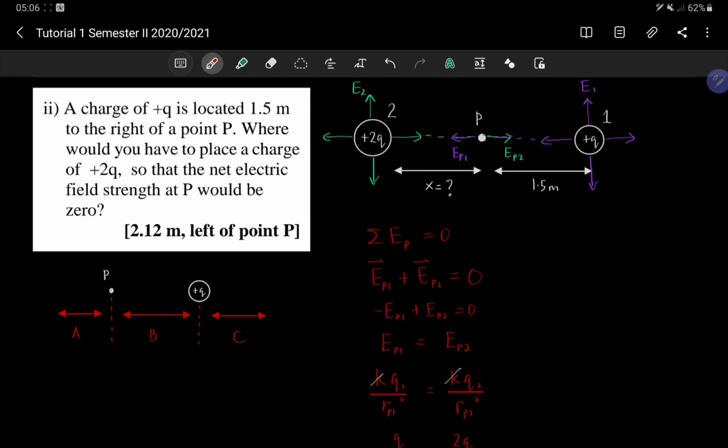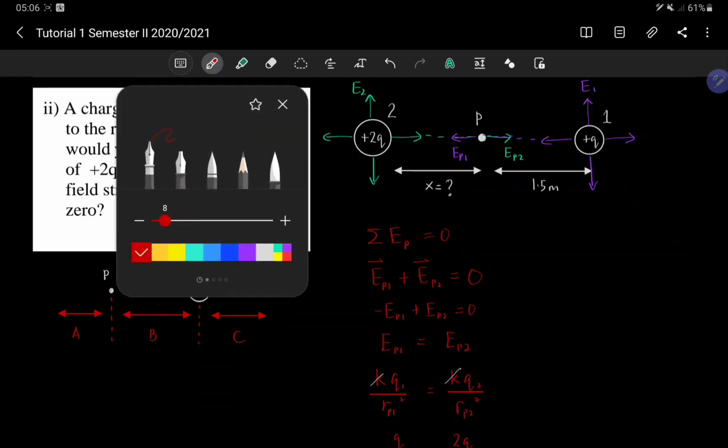Again, there are three different positions: position A at the left side of point P, position B in between point P and Q1, and position C, which is at the right side of Q1. Which position is the best to locate this particle so that the net electric field exerted on P equals 0? It's quite simple. We need to do it one by one.